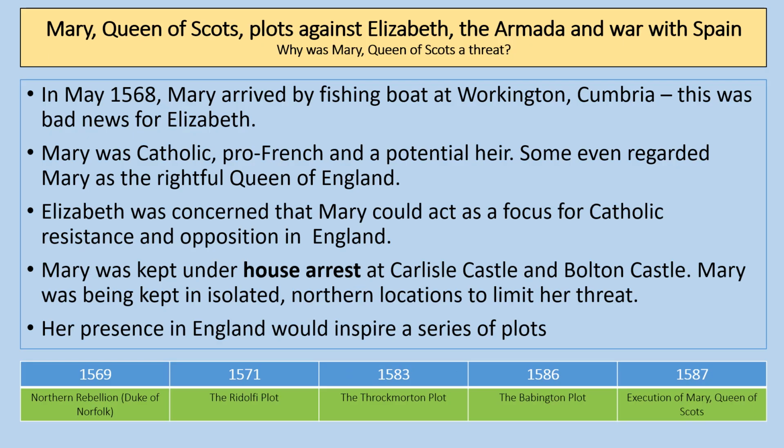So in May 1568, Mary arrived by fishing boat at Workington, Cumbria, and this was bad news for Elizabeth. Mary Queen of Scots was Catholic, pro-French and a potential heir, and some even regarded Mary as the rightful Queen of England. Elizabeth was concerned that Mary could act as a focus or a magnet for Catholic resistance and opposition in England.